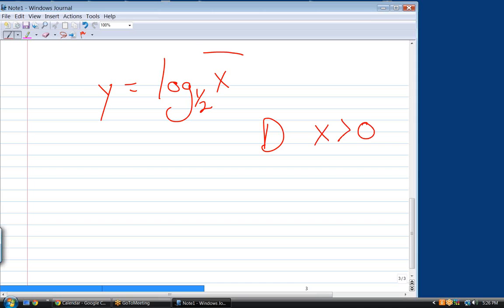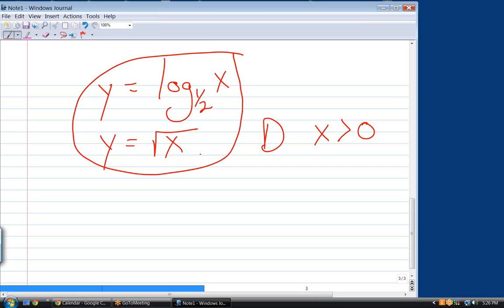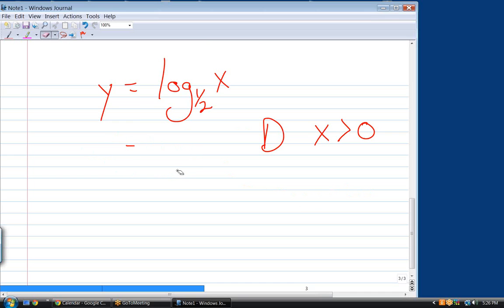This actually is a more restrictive domain than this is. In other words, in my square root function, x can be 0. It can't be negative, but it can be 0 or positive. So this one would have a domain x is greater than or equal to 0. But the log function is even more restrictive. You can't even take the log of 0.